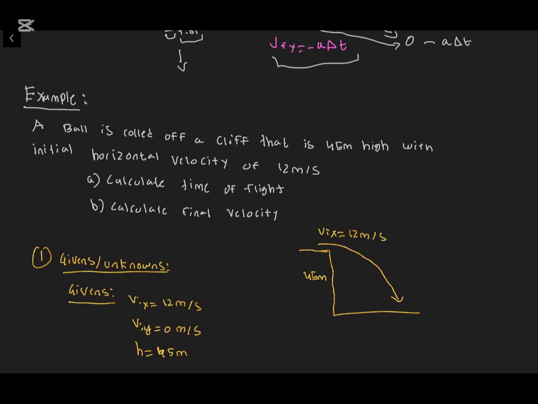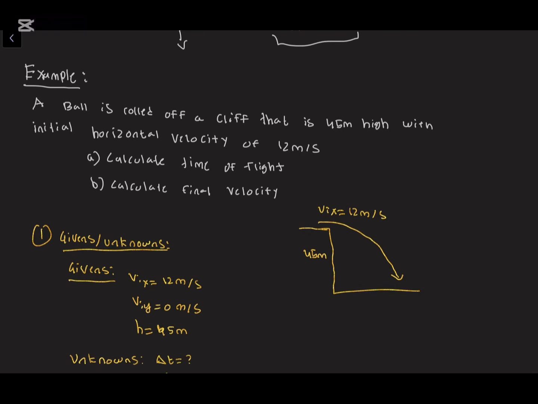The way I like to approach these questions, or any type of physics question, is first things first to draw myself a diagram. It doesn't have to be anything crazy, just a simple basic diagram of what's happening in the question. So I've drawn that diagram here, of the ball rolling off the table, and I've labeled my components. VIX is 12 meters per second, because it's velocity in the horizontal. My VIY is just 0, because it's horizontally launched. And then my H is just 45 meters.